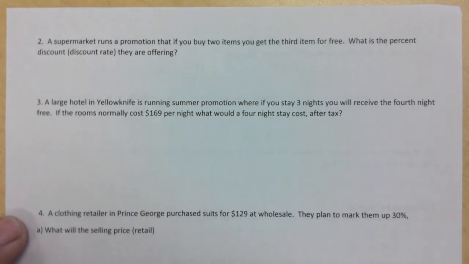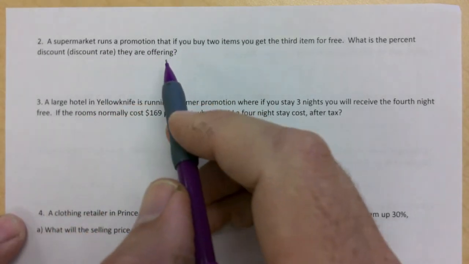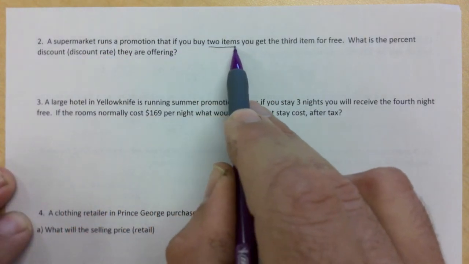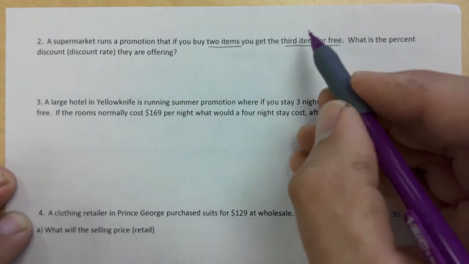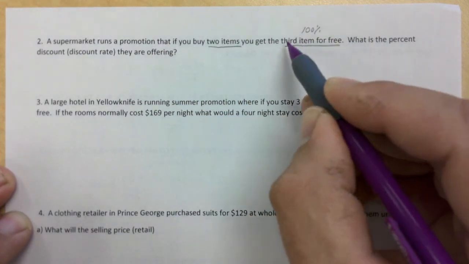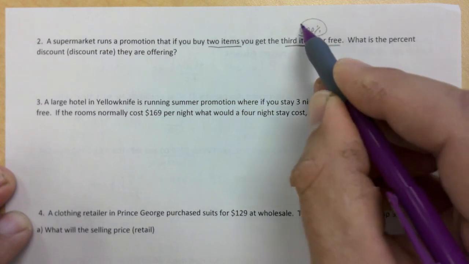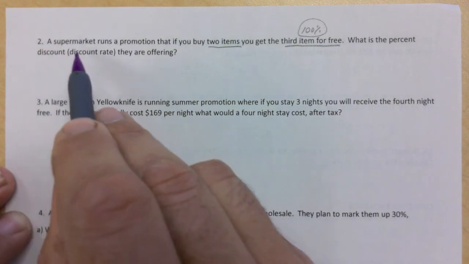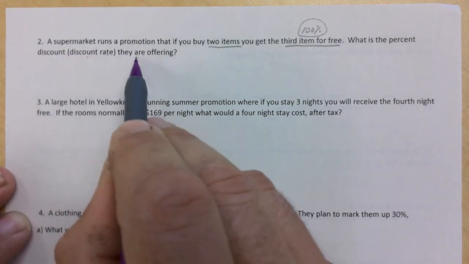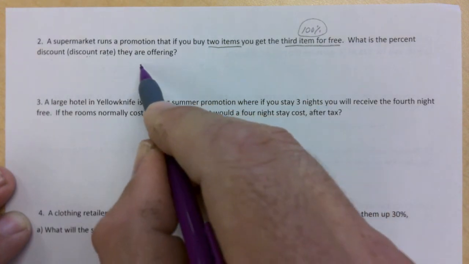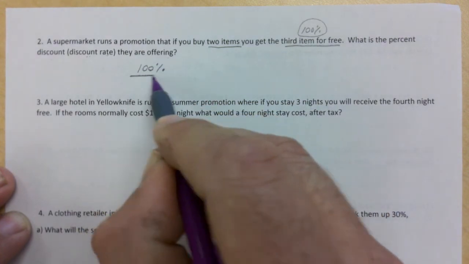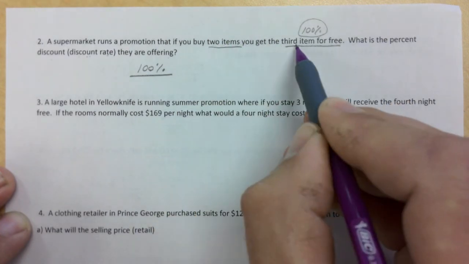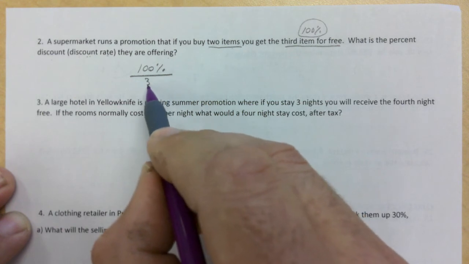Top of the page. A supermarket runs a promotion that if you buy 2 items, you get the third one free. So you're basically getting 100%. If it's free, then we're talking about 100% discount there. What is the percent discount, also known as the discount rate, they're offering? So basically, you take 100% and it's spread out over in total 1, 2, 3 items, right? Because it's the third item, so 3 items.